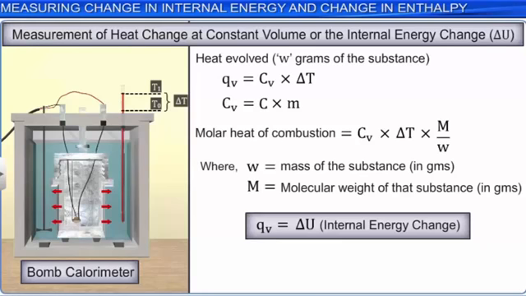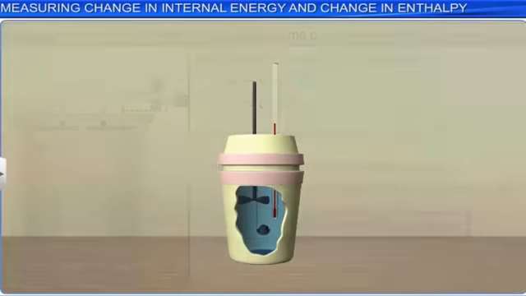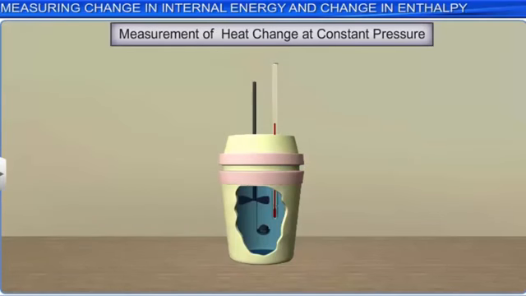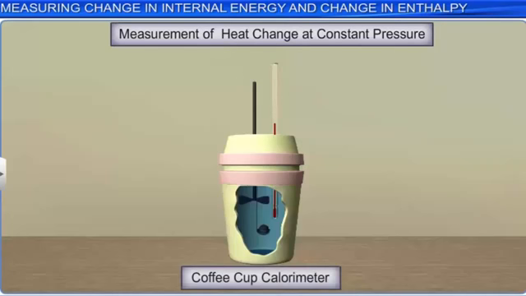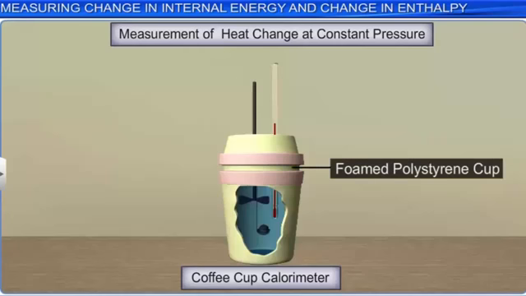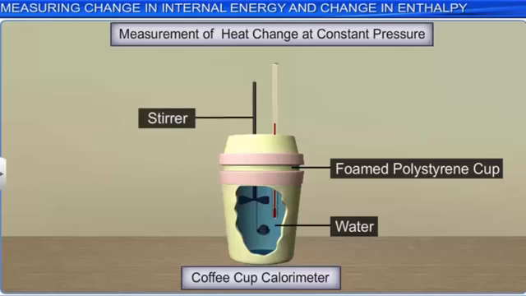Let us now measure the heat changes at constant pressure. To measure the heat changes at constant pressure, a device known as a coffee cup calorimeter is used. These calorimeters are open to the atmosphere, so these measure heat changes at constant pressure. This calorimeter is a formed polystyrene cup partially filled with a known volume of water and fitted with a stirrer and a thermometer inserted through the lid of the cup.